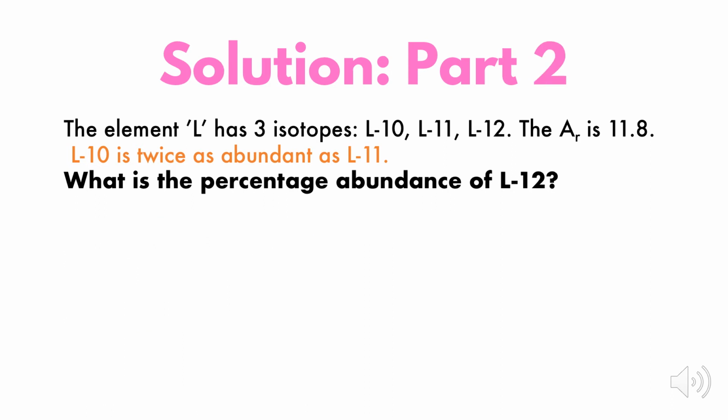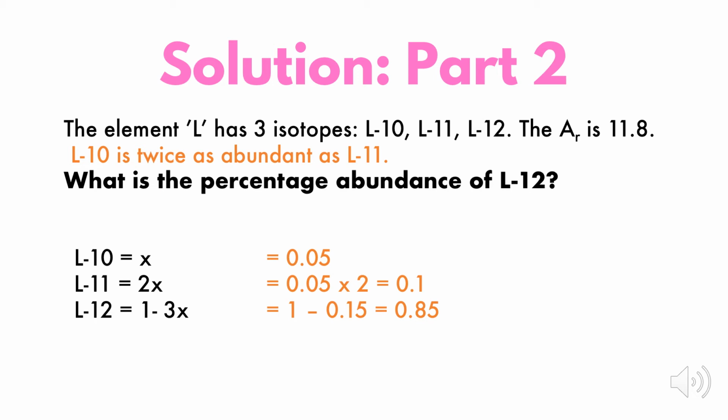Okay, answering the question, we were asked for the percentage abundance of L12. To work that out, we'll need to work out what the abundances are for L10 and L11 first. Bearing in mind L10 is X and L11 is 2X, the abundances for L10 will be 0.05 and for L11 it will be 0.1. L12 is 1 minus 3X, so that's 1 minus 0.15 equals 0.85.